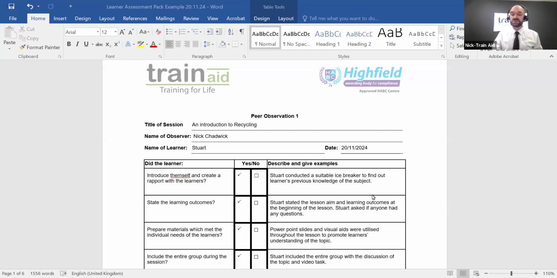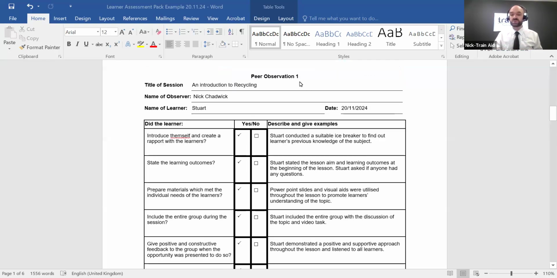And as you can see here, we have peer observation 1. Okay, so this has been taken from one of my courses. This is me completing 3 peer observation forms. So we're just going to show you, as mentioned, the level of detail here.